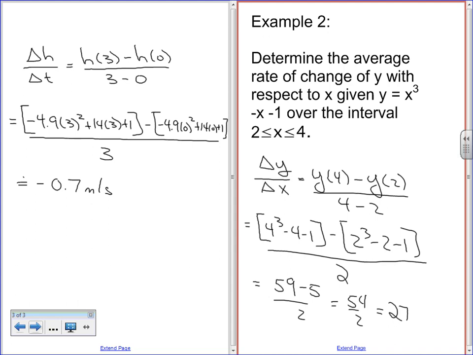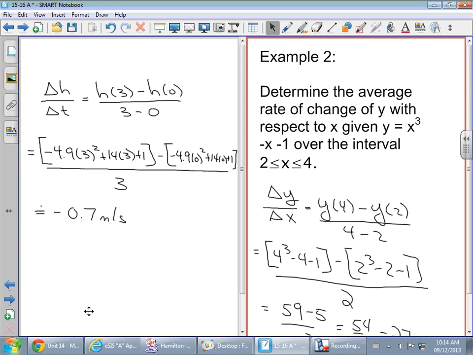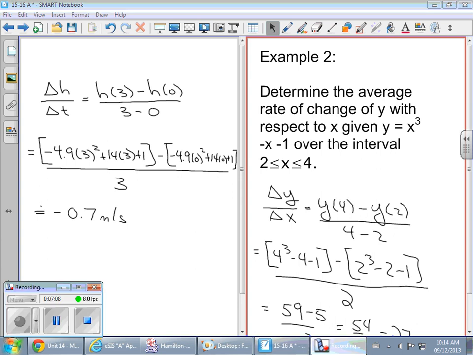Okay, and pretty much that's about as easy or hard as the average rate of change is. And that's all we're going to do today.